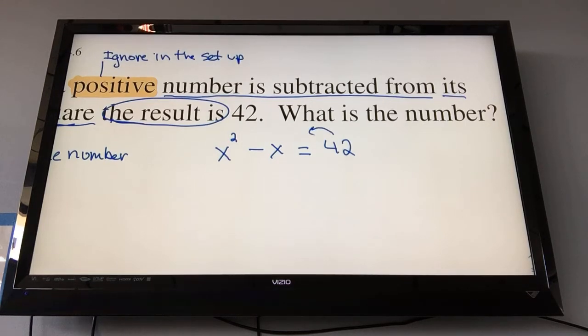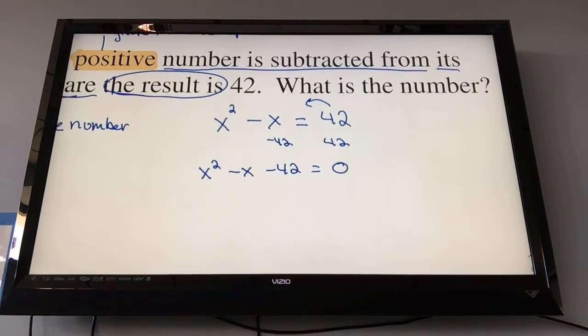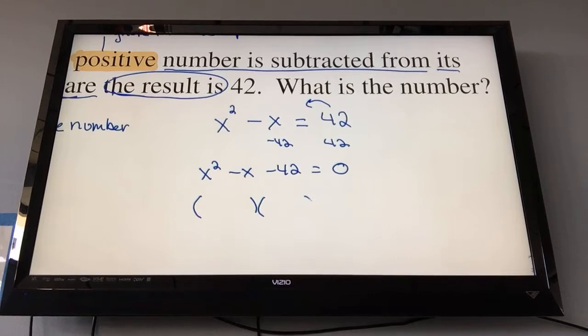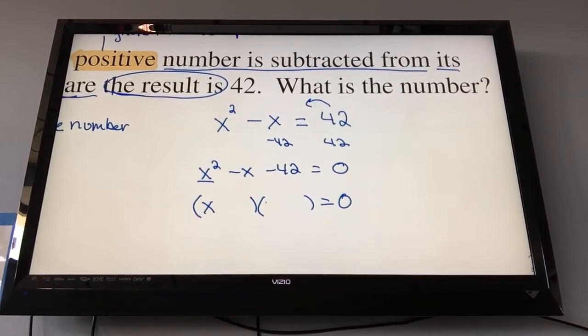So I'm going to bring that 42 over. So x squared minus x minus 42 equals 0. I factor. So x squared is x times x. Minus at the end means one of each sign. And what pair of numbers am I going to use to multiply to get 42 to get my negative 1 in the middle?